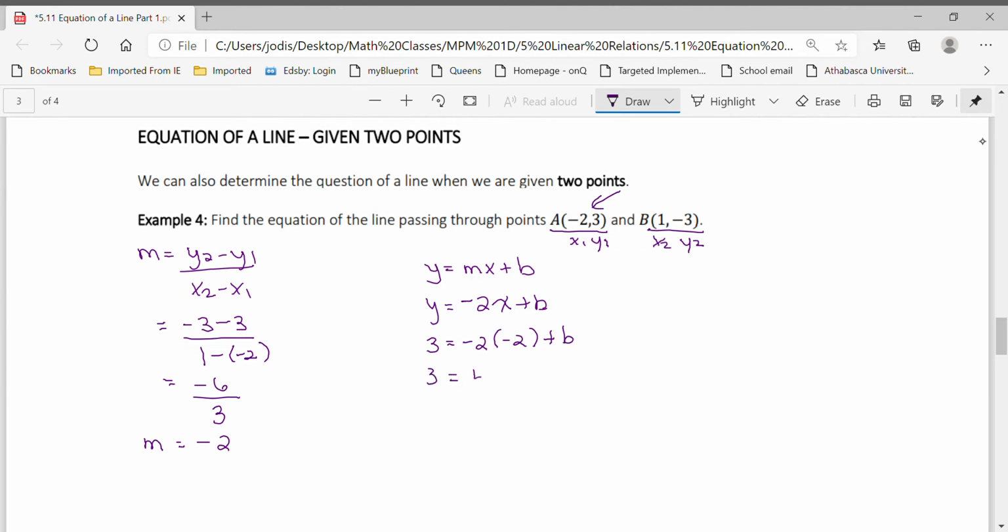So here, negative 2 times negative 2 is 4. Move that over. B is negative 1. And it would have worked the same if we had chosen point B. We'd still get the same answer with our y-intercept equaling negative 1. And then last thing we want to do is write the equation of the line. So our slope is negative 2 and our y-intercept is negative 1.